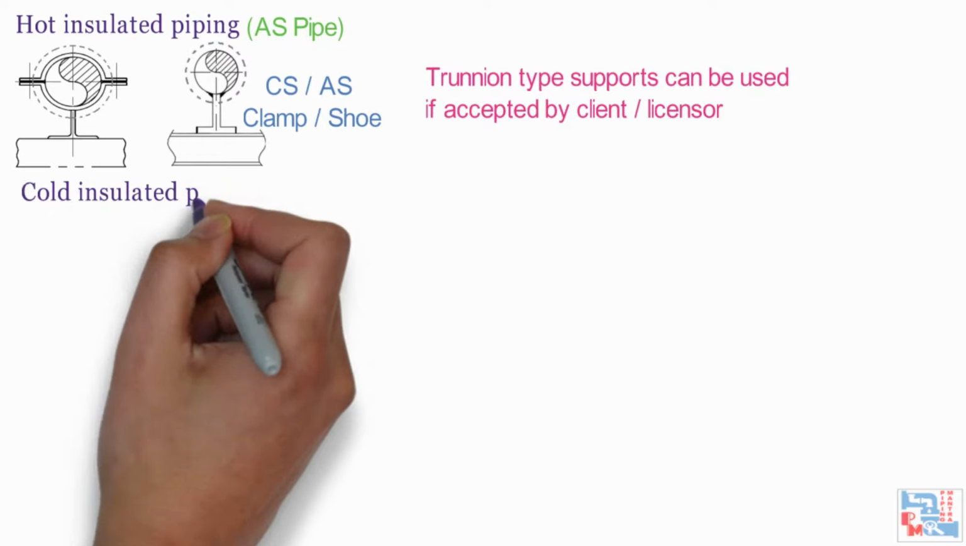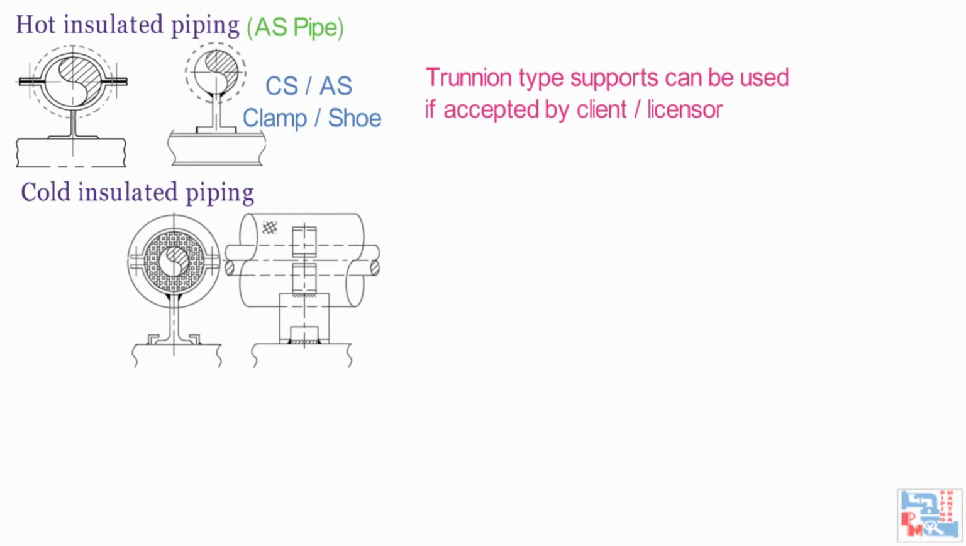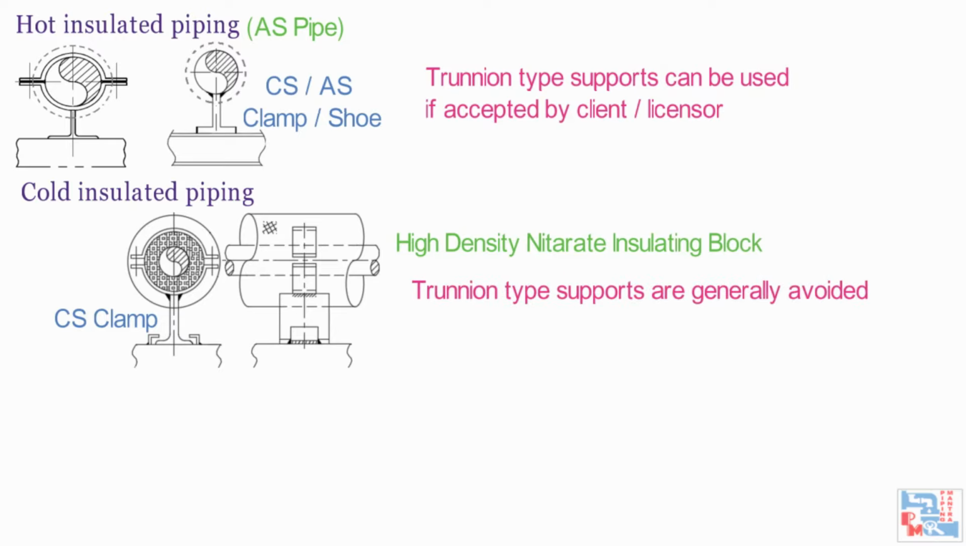Next is cold insulated piping. Cold insulated piping generally uses pipe shoe with clamps of carbon steel. The clamps are put over the cold insulation blocks. Pipe shoes with clamp put directly on the cold pipe will need special insulating blocks of high density nitrate block between the pipe shoe base plate and the secondary support member. In this case, the support material needs to be compatible with the pipe temperature. Trunnion type supports are generally avoided.